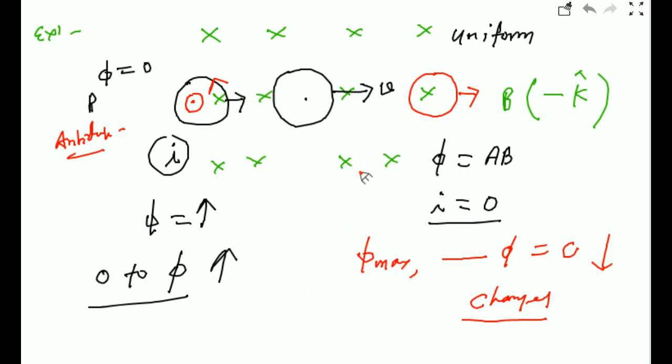Now the induced current will try to support the magnetic field, because the flux is decreasing. The initial direction of magnetic field is inside the plane. So in this case we have clockwise direction. So inside the loop, the direction of magnetic field will be downward, that is supporting the initial value.